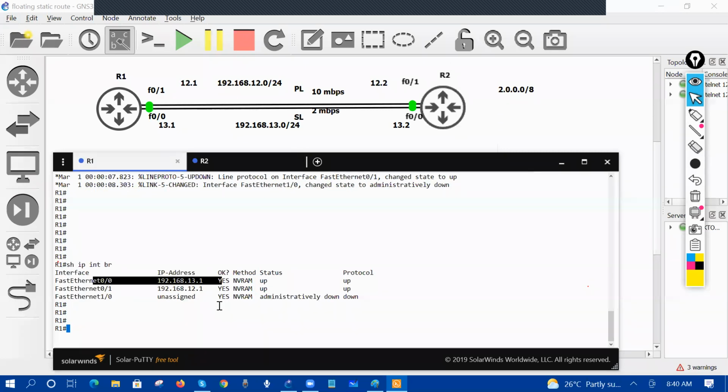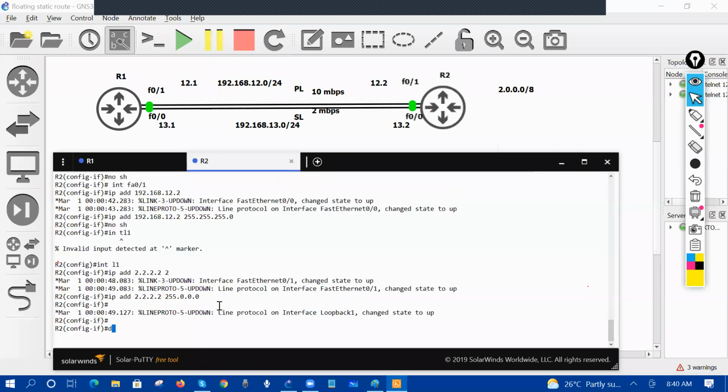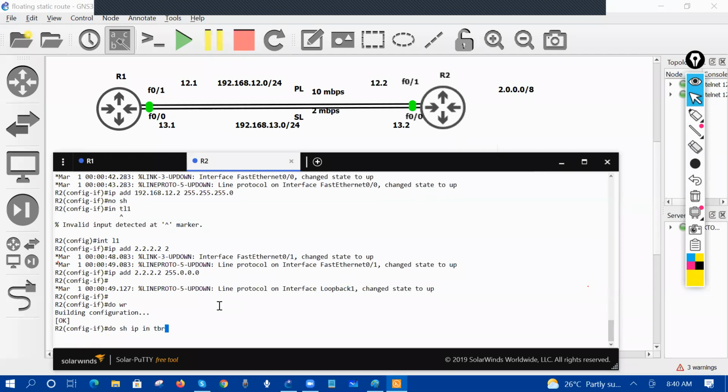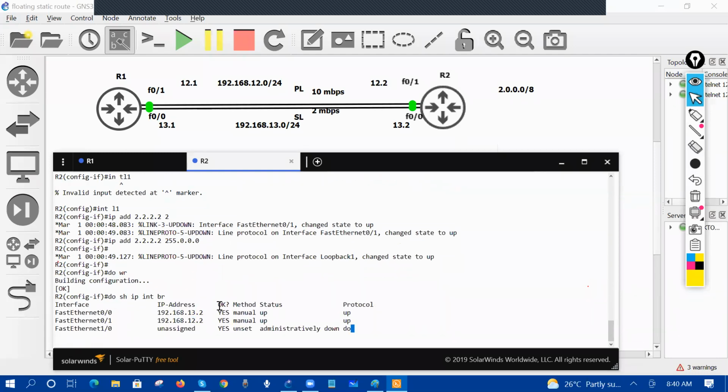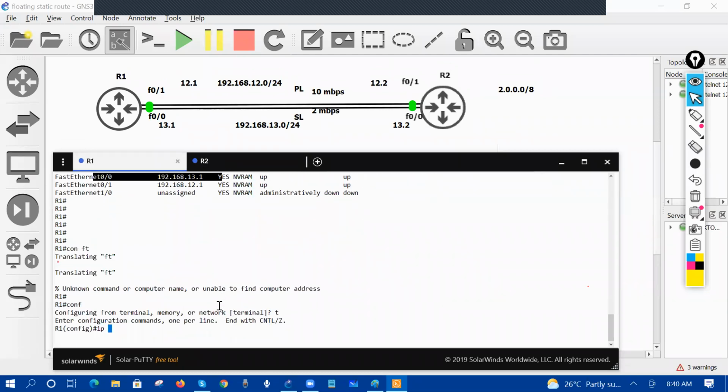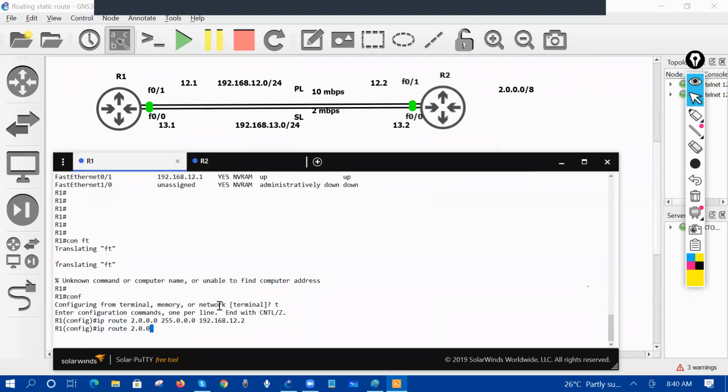So now on R1, save this configuration. Did I forget something? Yeah. On R1, I need to define one static route towards this 2.2.2.2 network, with IP route 2.0.0.0 and its subnet mask, and I need to define the next hop 30.2.